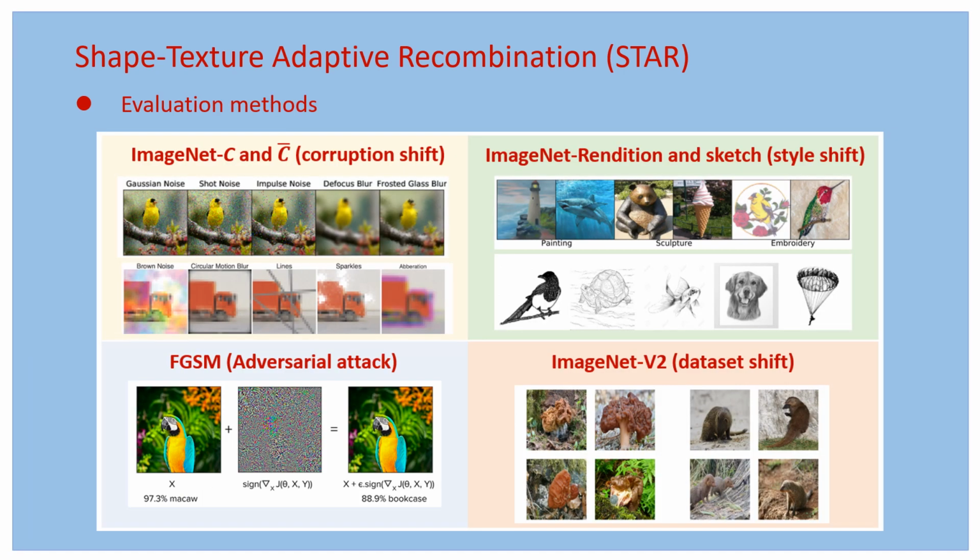For the ImageNet experiment, we exploit 128 categories in category-balanced ImageNet for model training, and utilize data that shares the same categories as the training set exclusively for the test as mentioned below. ImageNet-C and ImageNet-C-bar datasets are used to evaluate o.o.d robustness to corruption. Fast gradient sign method is used to evaluate o.o.d robustness to adversarial attacks. ImageNet-R and ImageNet-Sketch datasets are used to evaluate o.o.d robustness to style shift. ImageNet-V2 dataset is used to evaluate o.o.d robustness to dataset shift.